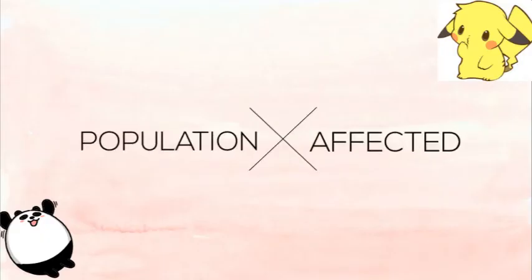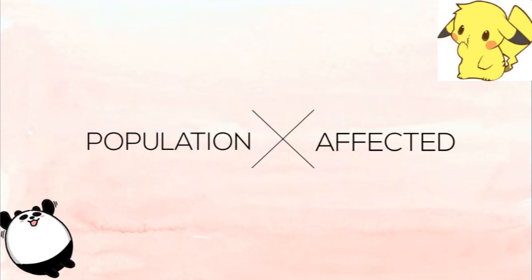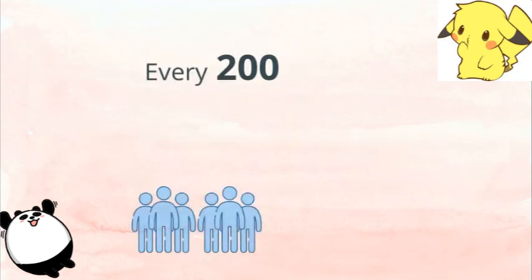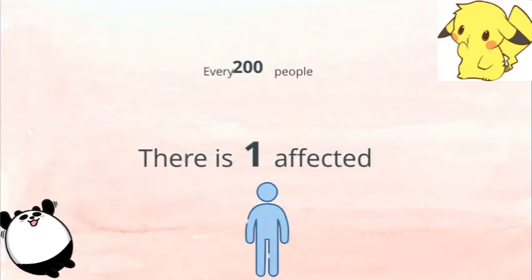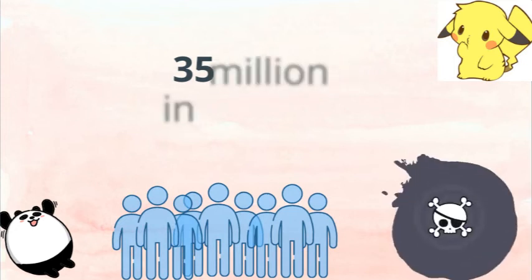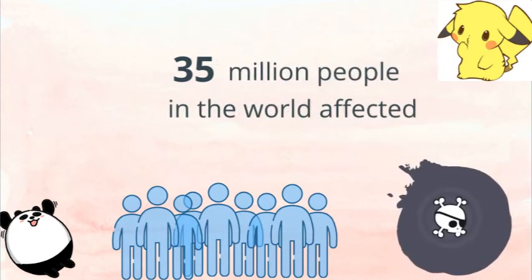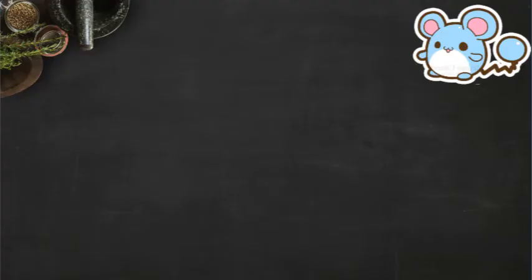So, how many people in the world have been affected by this disease? Well, for every 200 people, there is one affected. So, there are about 35 million people in the world affected by this disease.